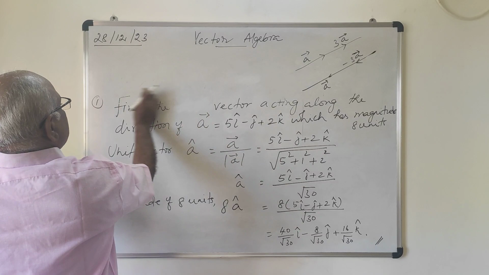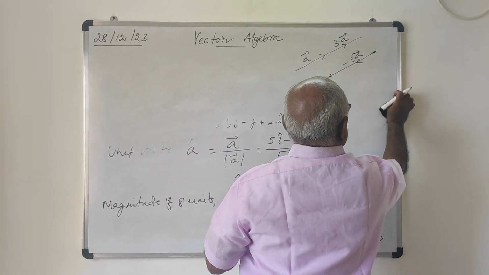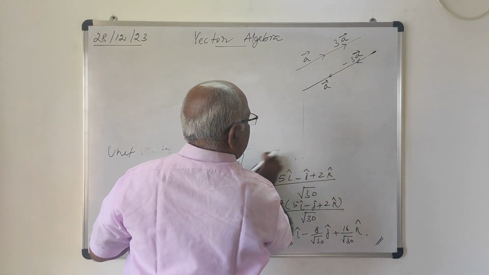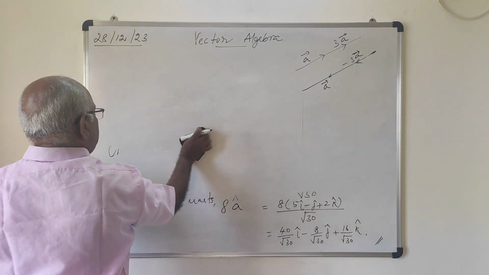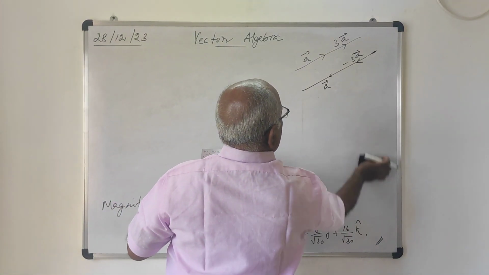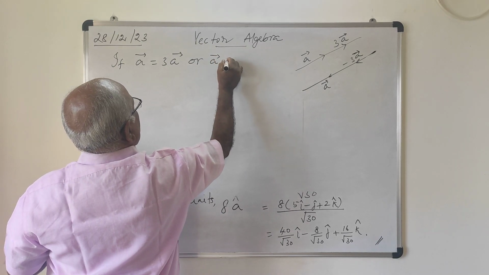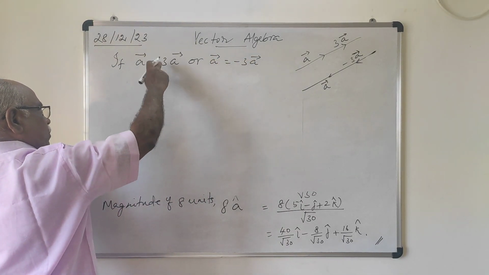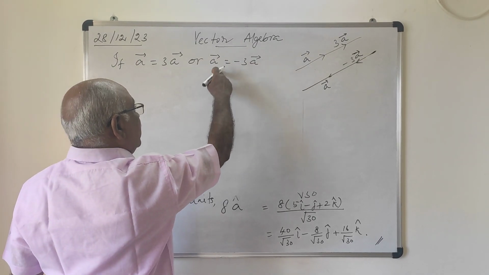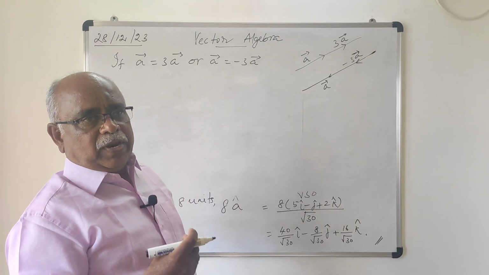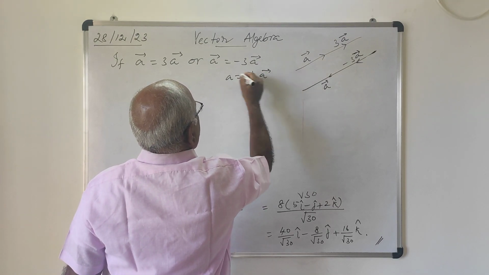So if a vector is equal to 3 times the A vector, or minus 3 times the A vector, if it is a scalar multiple, either a positive scalar or a negative scalar, or half of the A vector, like that, whether it is positive or negative.